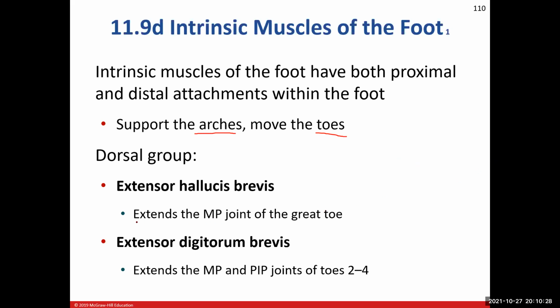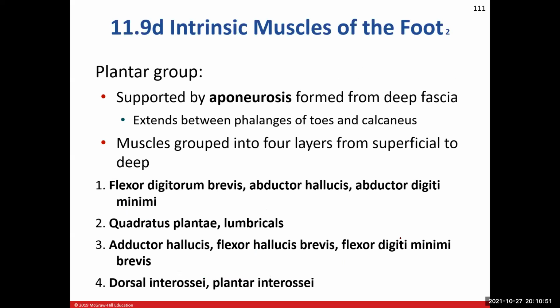So it's going to extend, like the name suggests, the metatarsophalangeal joint of your big toe. Extensor digitorum brevis is going to extend the metatarsophalangeal and the proximal interphalangeal joints of toes. Here's the kicker, 2 through 4. Okay, we're not including 5. All right, we got something for that.